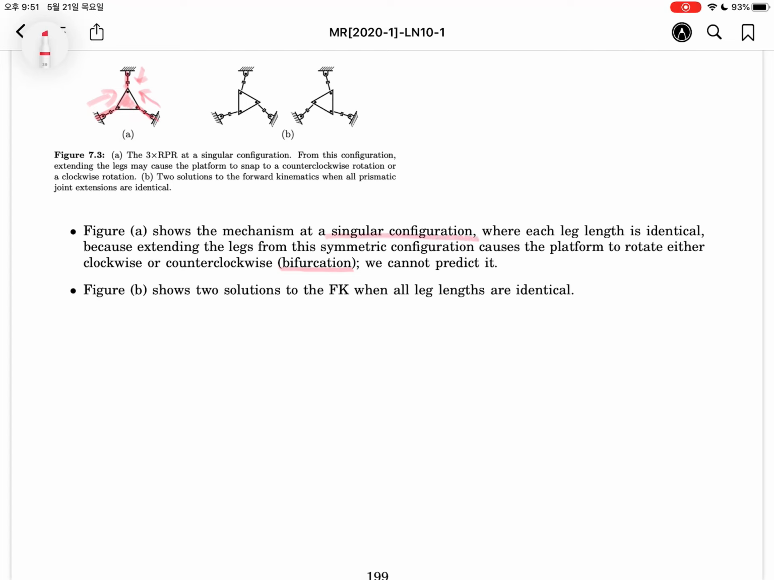Okay, so the leg lengths are the same as each other. Then we have a singular configuration of the closed chain. Okay, in the case of b, here the leg lengths are the same as each other, but the angle is a little different from the previous one. Okay, let's consider the leg lengths are given the same, but we have two kinds of solution. So the forward kinematic solutions are given as two.